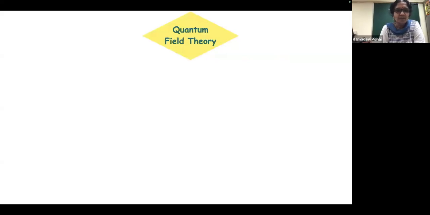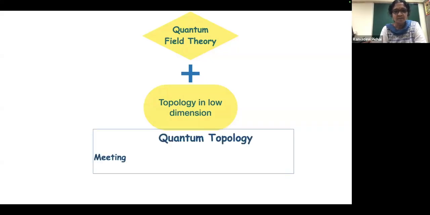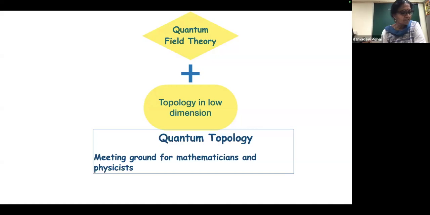So broadly speaking, the area in which I work involves quantum field theory plus adding topology in low dimension. This together is now famously called quantum topology. This area has become very well known now. It's a meeting ground for both mathematicians and physicists.